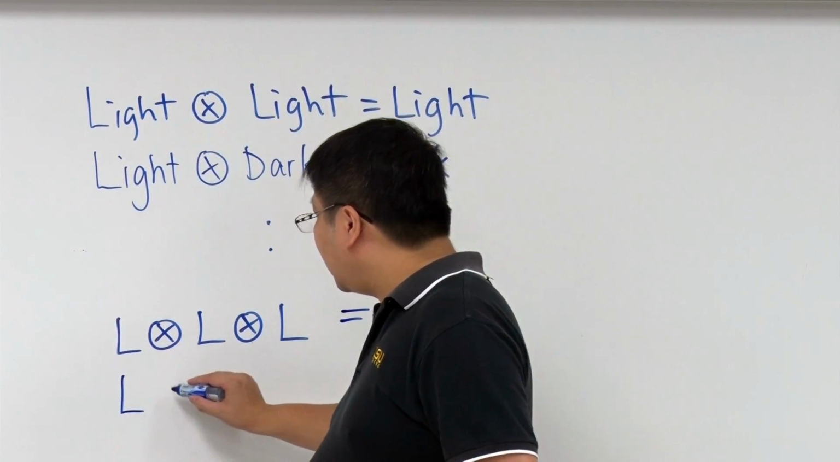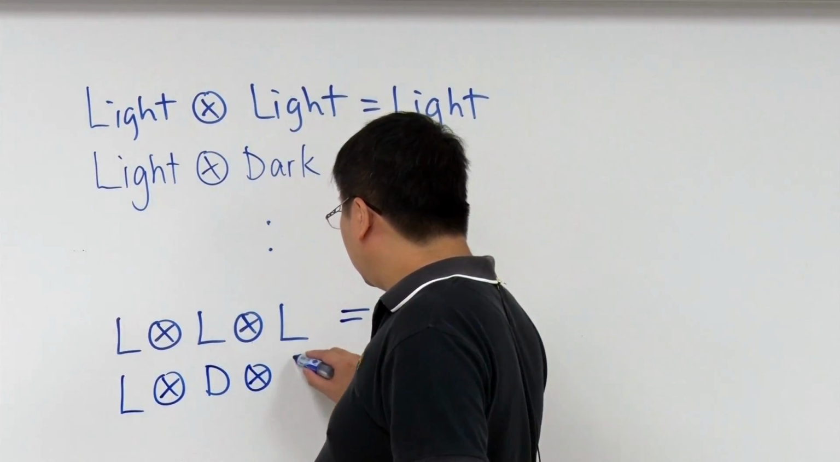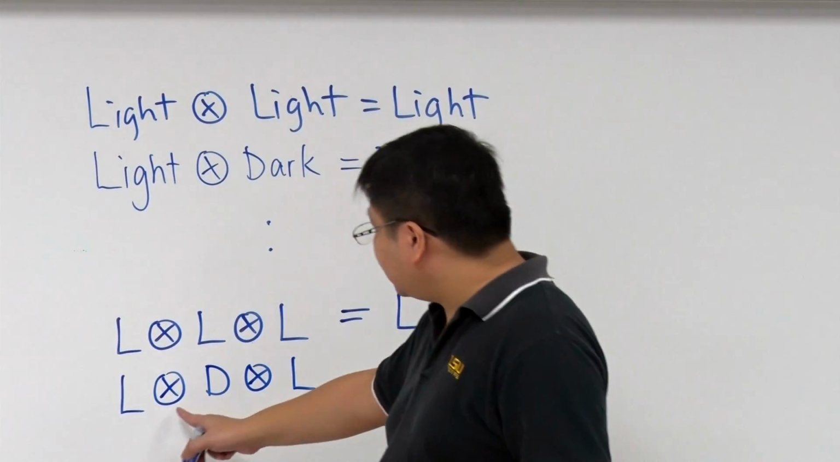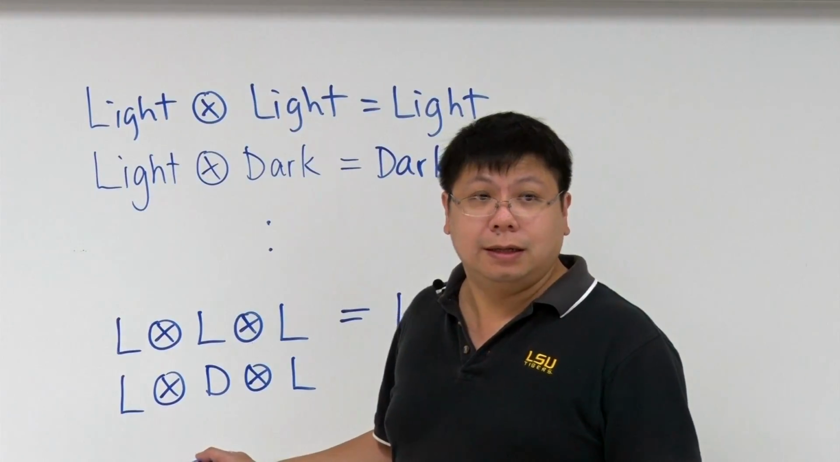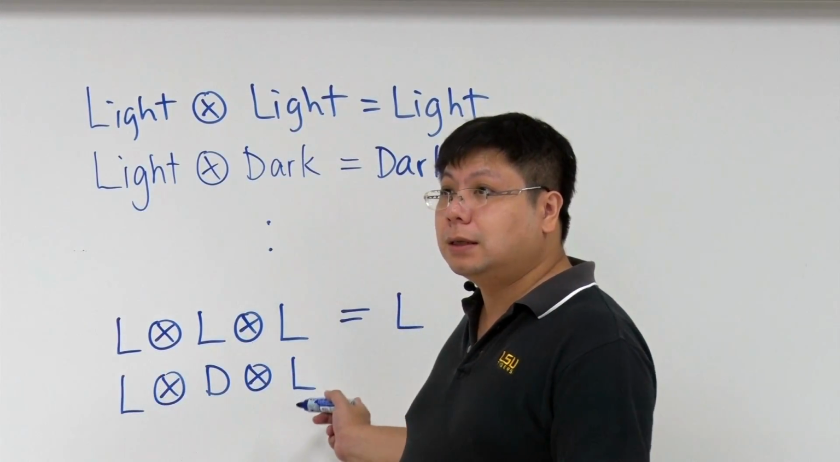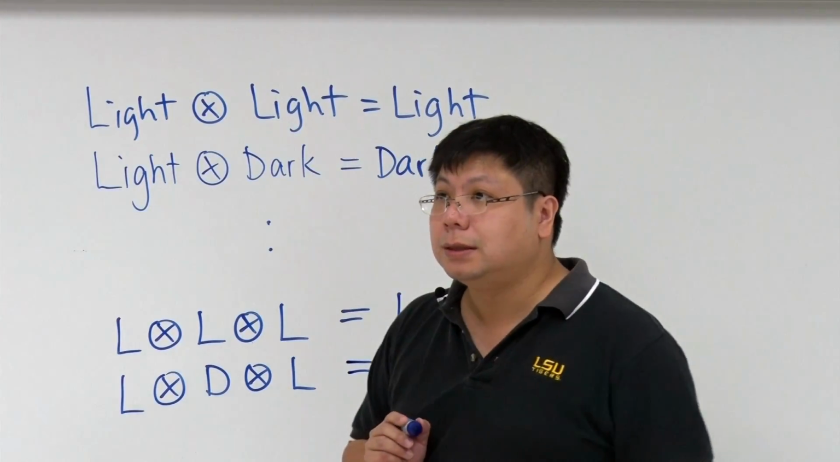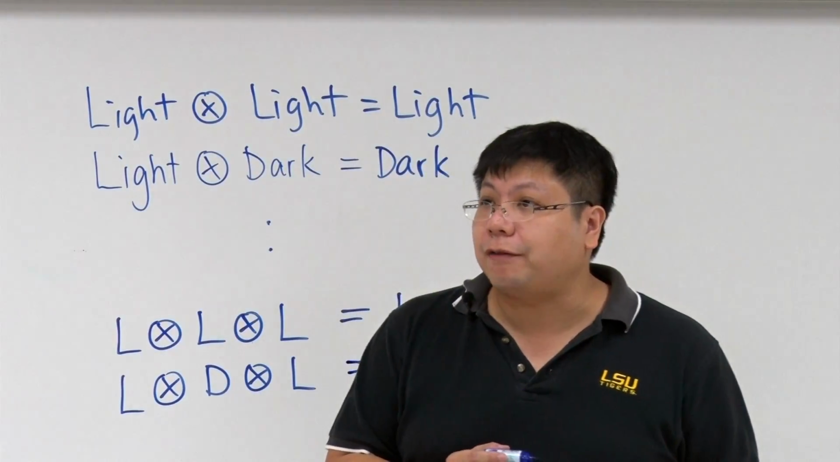So this is always equal to light, no matter which operator is applied first. And then let's say light, dark, light. What will happen? If I apply this first, I will have dark. Dark cross light is dark. If I apply this first, this is going to be dark. Light cross dark is dark. Okay, so this is going to be dark no matter what happens. And then we will check every case.